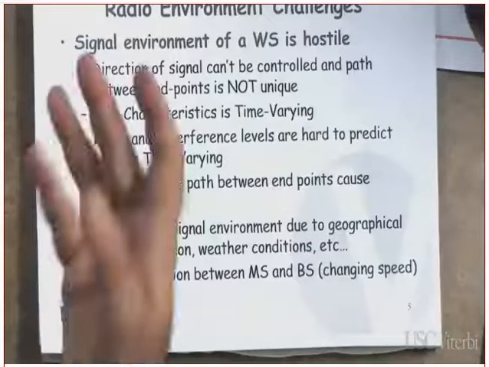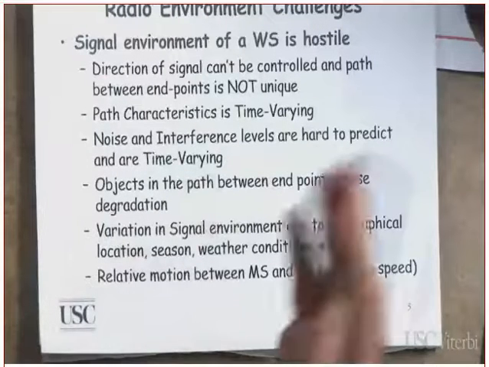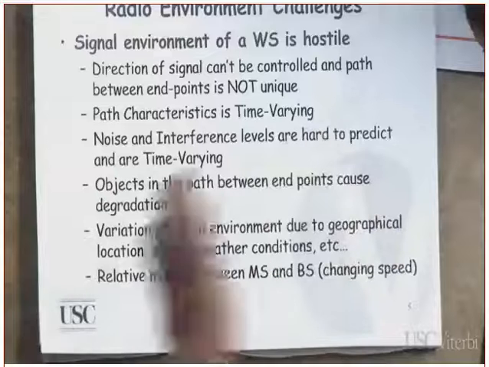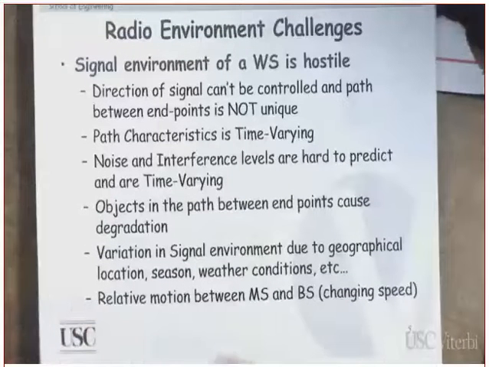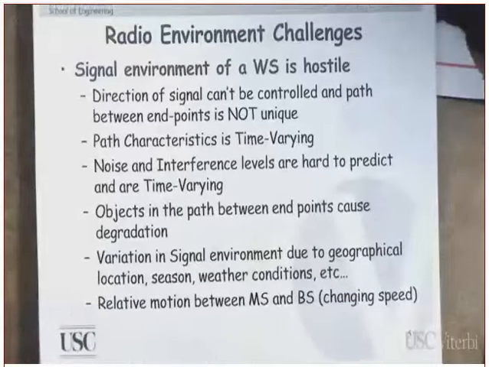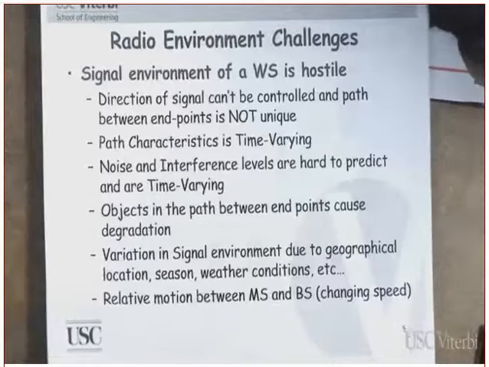Now, the environment. Where are we going to send these signals? We are going to send it over a wireless channel. That wireless channel, is it benign or is it severe? An example of a benign channel is a satellite channel. Why? Because with a satellite, you are going to point your transmitter to what?